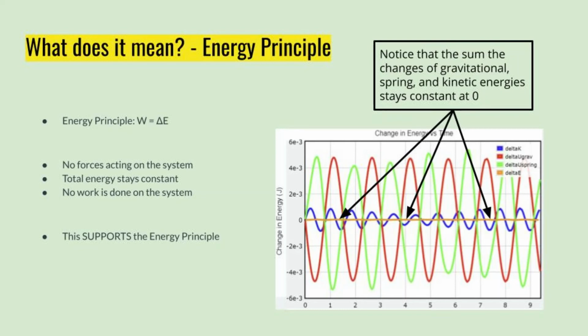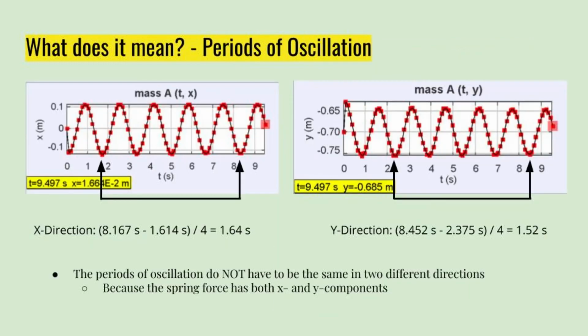The energy principle states that work is equal to the change in energy present in a system. Because there are no forces acting on our system from the surroundings, there is no change in energy throughout the motion of the object. This is shown in the energy graph that was generated in GlowScript. There is no change in energy.